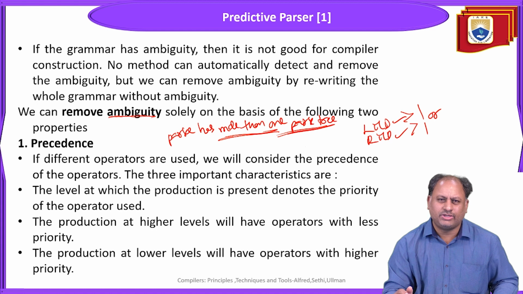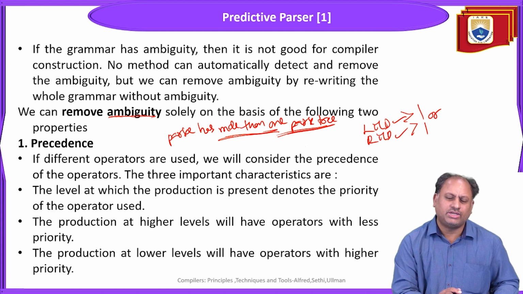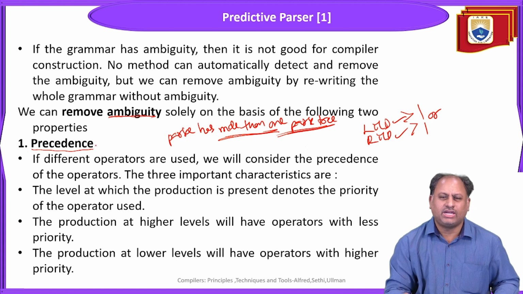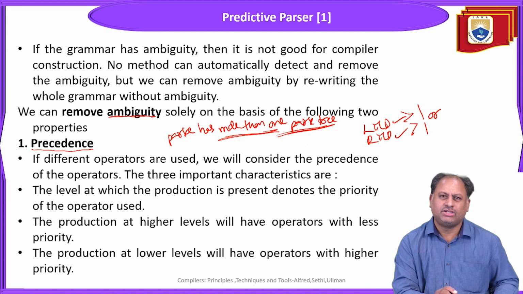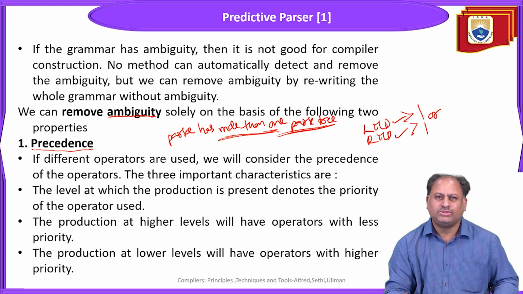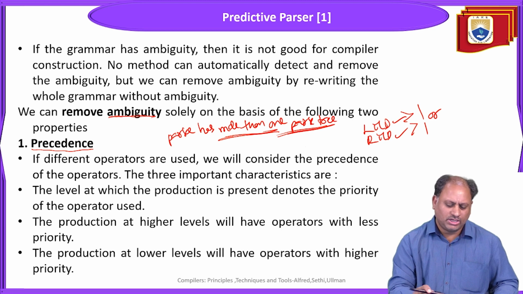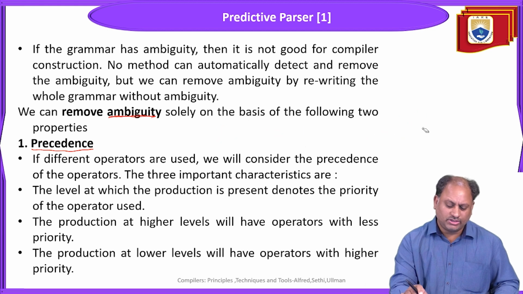Now to avoid that ambiguity, there are two factors to be considered. One is the most important one, that is precedence, and the second one is associativity. Every grammar has some precedence and associativity available. That is to be taken care of by applying the grammar notation. If the grammar has ambiguity, then the compiler has difficulty in this phase of the compilation process. There is no inbuilt method to detect and remove it. So you have to rewrite the whole grammar without ambiguity. To remove this ambiguity, we apply the techniques of precedence and associativity. So first look into the category of precedence.